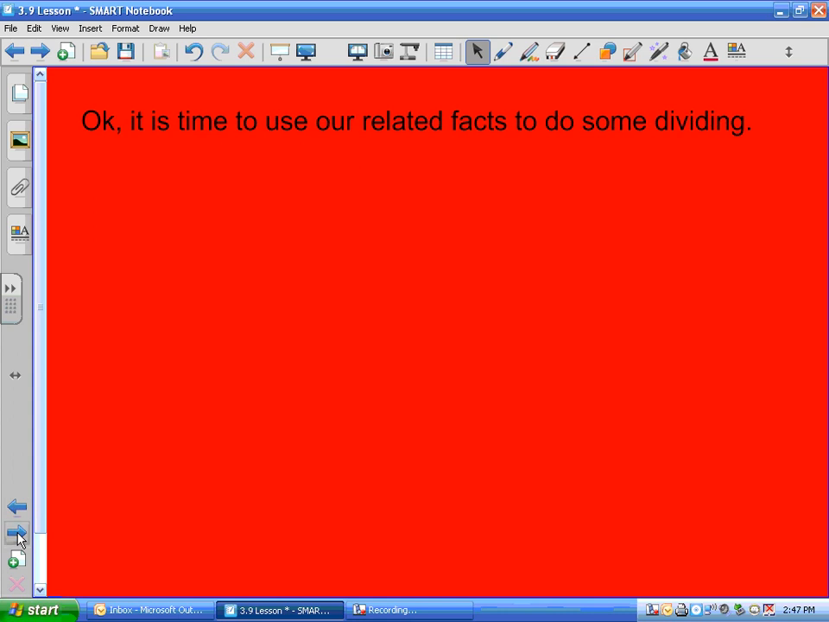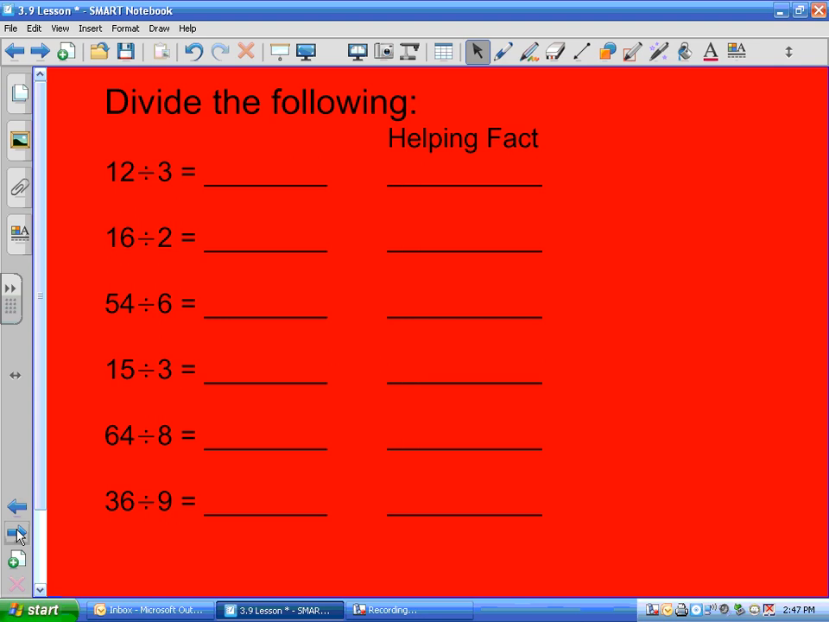Okay, so now it's time to use our related facts to do some actual dividing. Now what we have here is what's called a helping fact, and we also have a dividing question. So the helping fact is the multiplying that we can use. We know, because I did 12 divided by 3 before, that it's actually very easy to do. 3 times what is equal to 12? Got it? 4. So that's a helping fact. Does that help you get the division question? Yes. What is it? 4. 12 divided by 3 is 4 because 3 times 4 is 12.